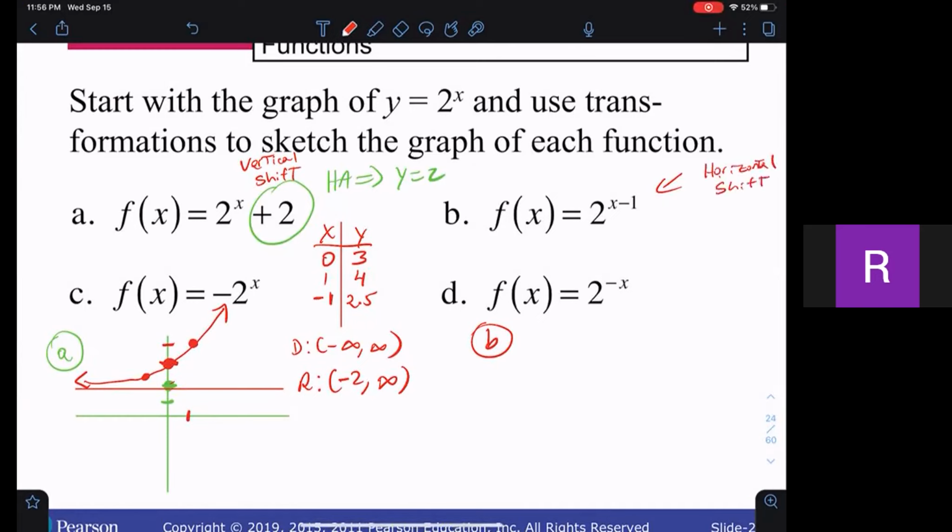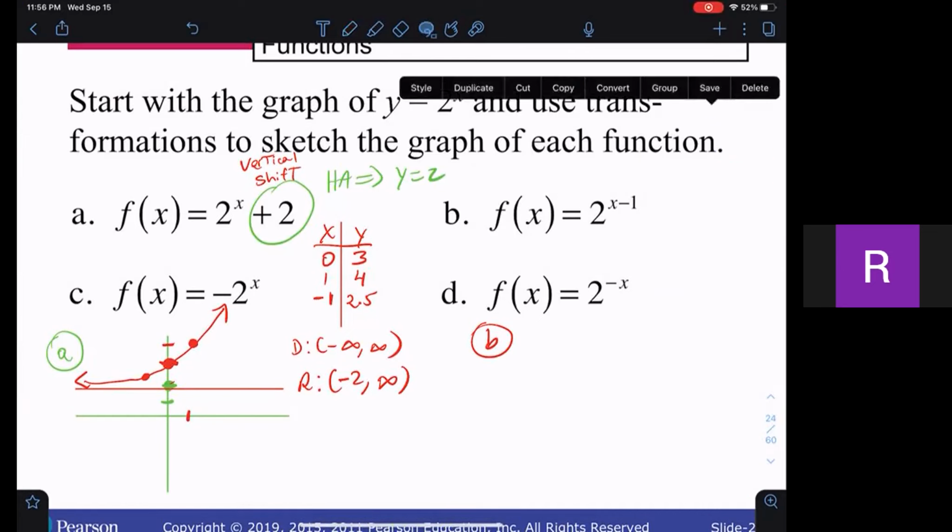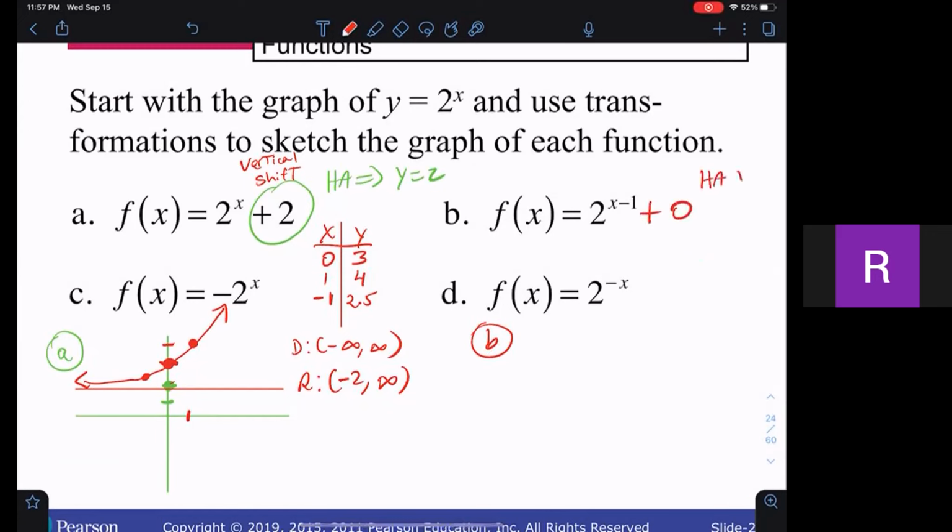Okay. So same thing, right? Just need to plug that in the function and do the same thing. So for B, there's no number here, right? So that means the horizontal asymptote is y equals 0. So you do the graph again, and you do the horizontal asymptote first, okay? And then you just plug numbers, right?